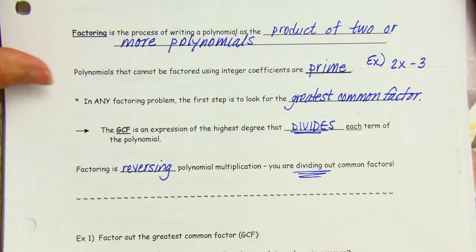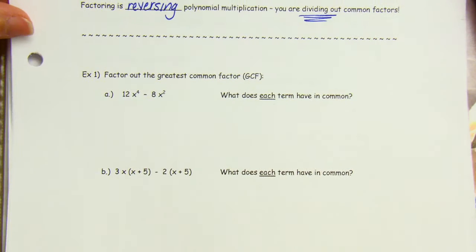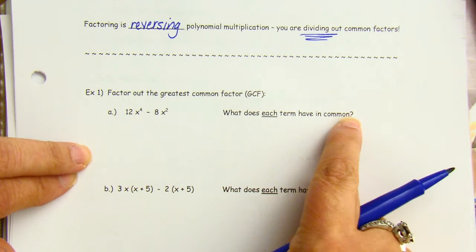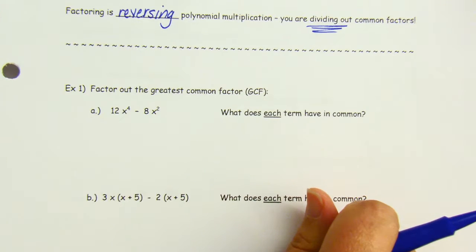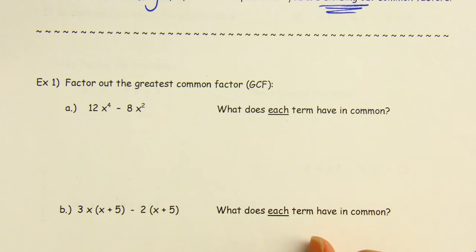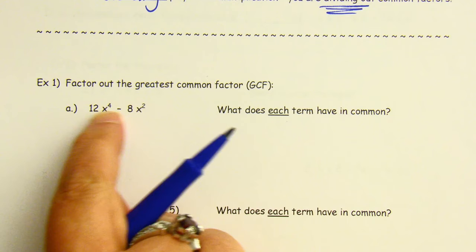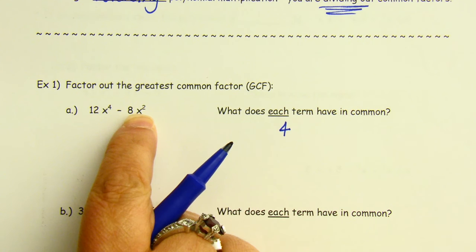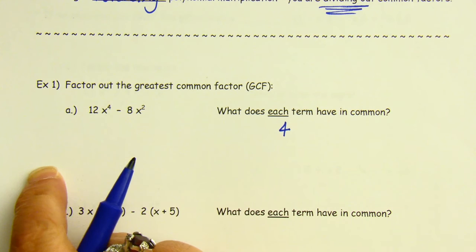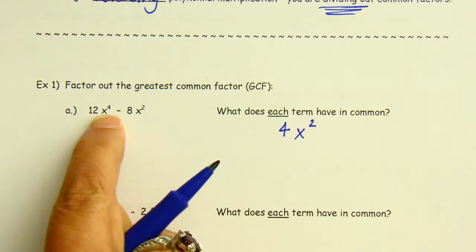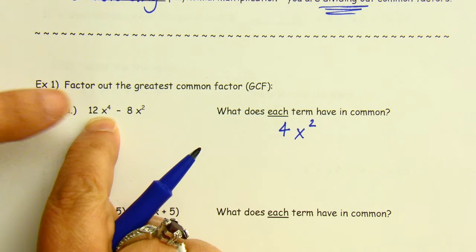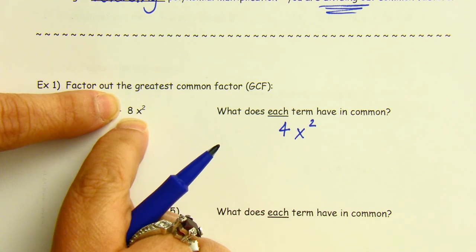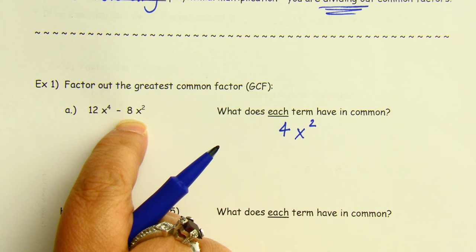All right. Some easy examples. Factor out the greatest common factor, the GCF. Well, what does each term have in common besides 1? Because remember, 1 is always there. Well, I'm looking, 12 and 8 have a common factor. 12 and 8 have a 4 in common. X to the power of 4, x to the power of 2. The highest degree that I can take out of each one is x squared. This guy's got 4 x's to give up, and this guy's only got 2 x's to give up. And so to keep it even, I can only take 2 x's out of each of them.